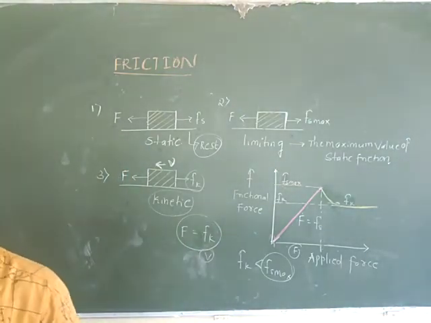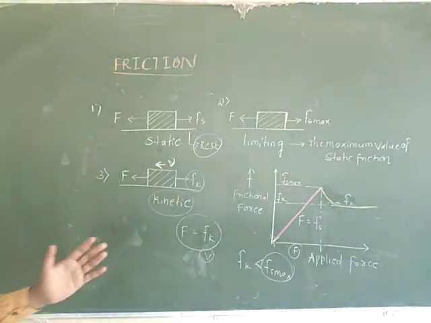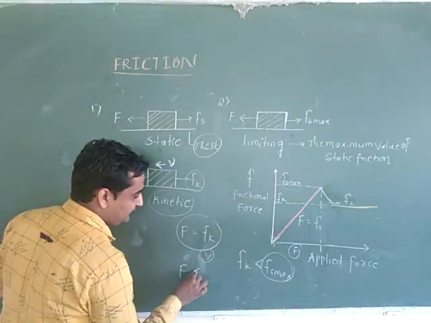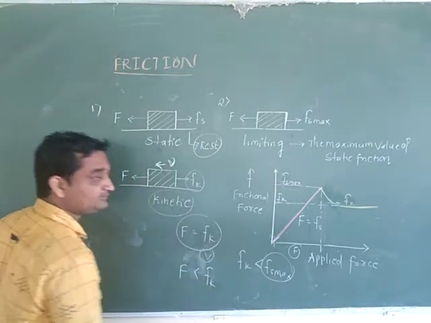If the applied force is equal to the kinetic friction, then the body moves with constant velocity. If the applied force is less than the kinetic friction, right?